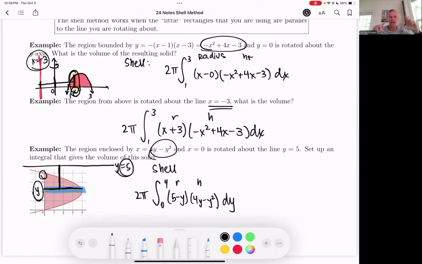Sometimes with the height, if there's a gap in there, you might have to do right function minus left function or top function minus bottom function. In this case, we didn't have anything tricky like that, but we might see something like that in class. Okay, hopefully the shell method makes a little bit of sense to you. If not, we'll do more in class.